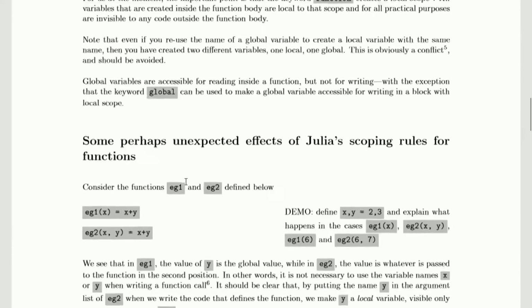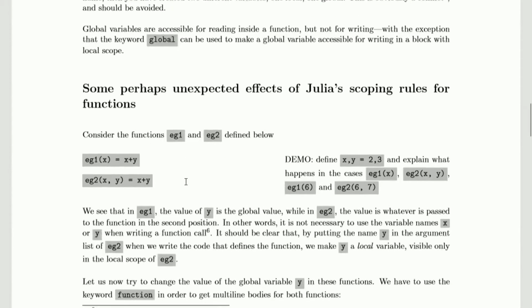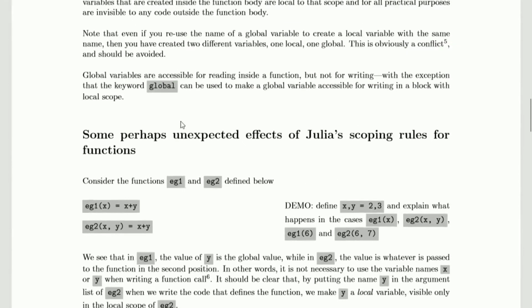So here, if we have these 2 functions, we'll go back to the use of the word global to make a global variable accessible for writing. But before we do that, let's just look at what the scoping rules might do in this case. So we have the function eg1 of x, which is x plus y. So y is not one of the arguments for eg1, but it is one of the arguments for eg2.